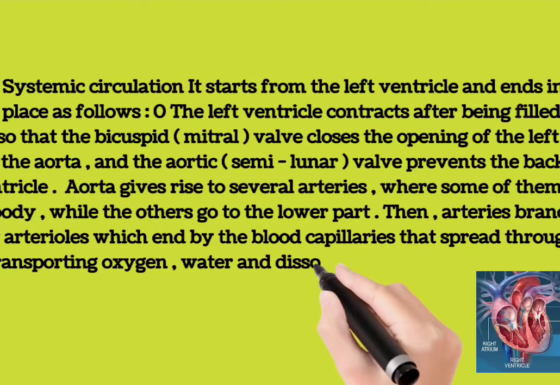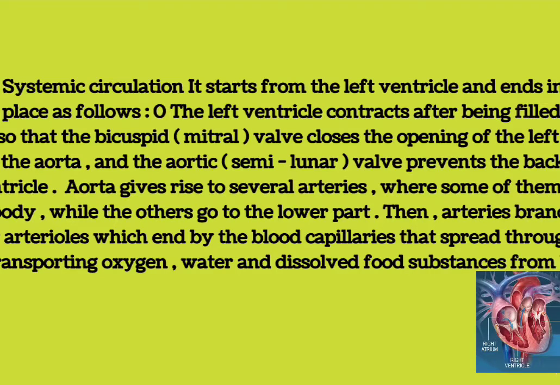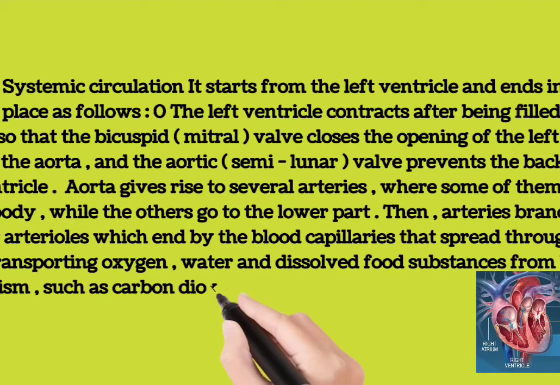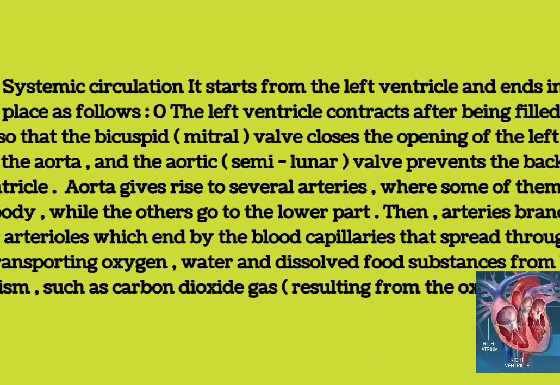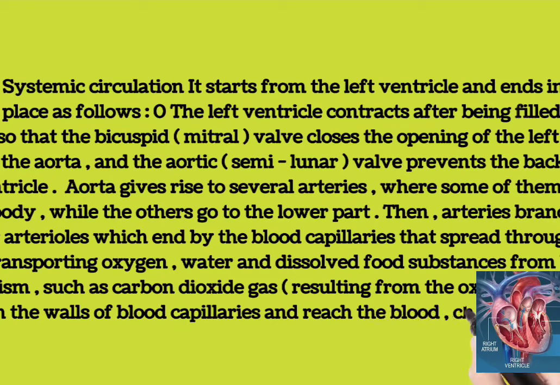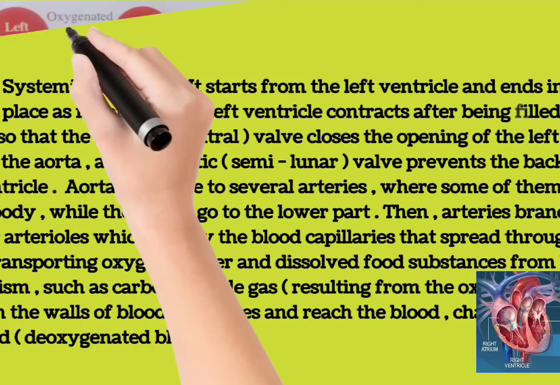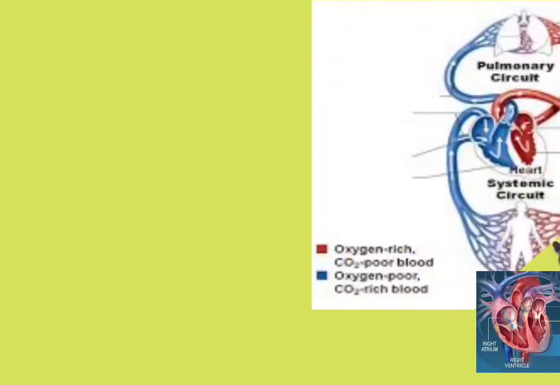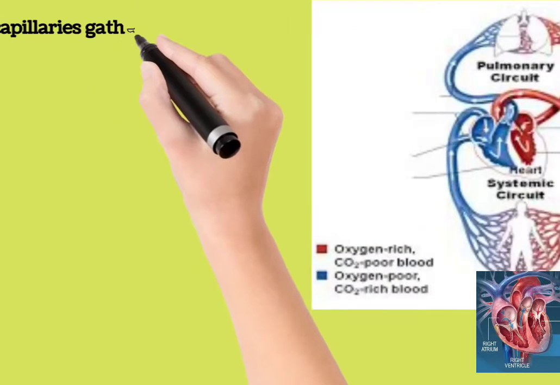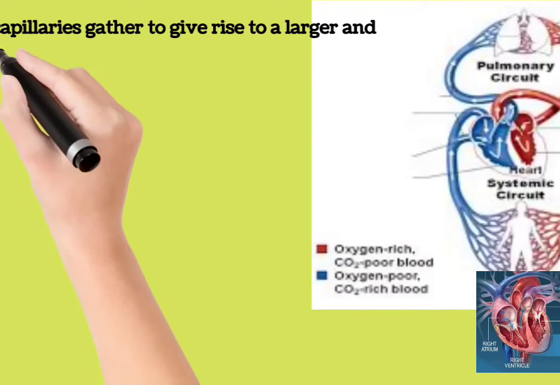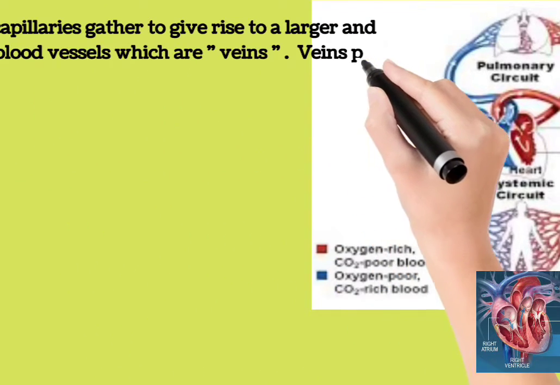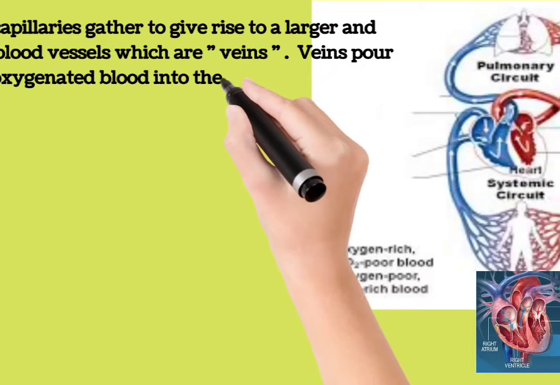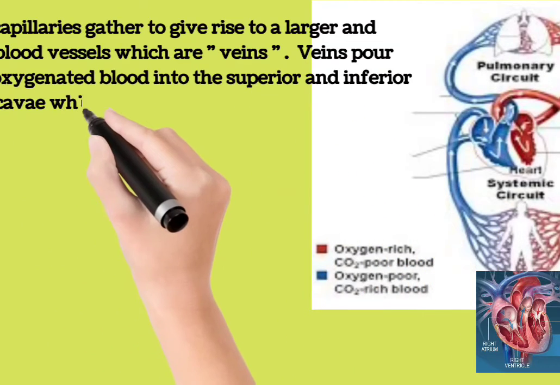Then, arteries branch to form smaller and smaller arterioles which end with blood capillaries that spread through the tissues among the cells, transporting oxygen, water and dissolved food substances from blood to them. Products of catabolism, such as carbon dioxide gas, are collected from the blood capillaries and gather to give rise to larger and larger blood vessels, which are veins. Veins pour the deoxygenated blood into the superior and inferior venae cavae, which pour the blood into the right atrium.